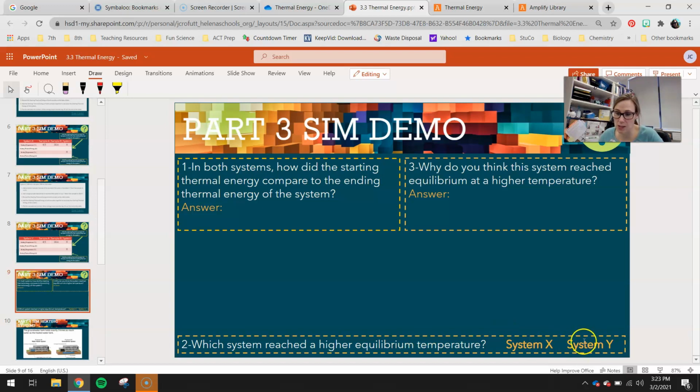Okay, system X, system Y, or if they were both the same, I want you guys just to take a marker in your draw tool and write the same, if they are the same. Okay? And then finally, question 3. Why do you think this system, so whatever you guys answered for this one, reached equilibrium at a higher temperature? So tell me a little bit about that and what you guys know based on these 3 questions.